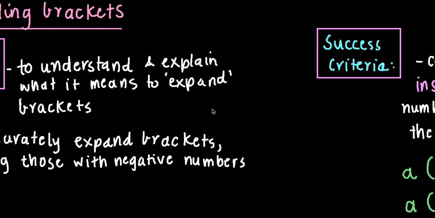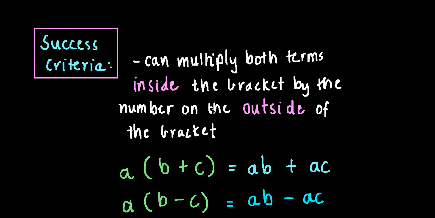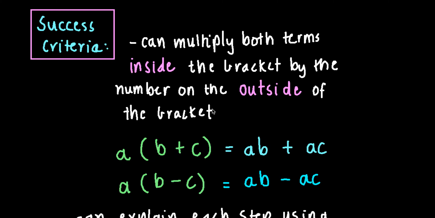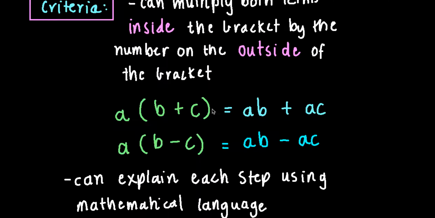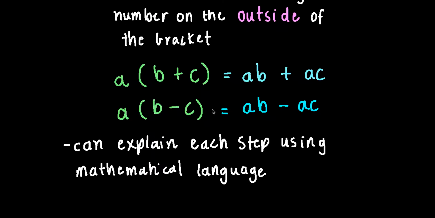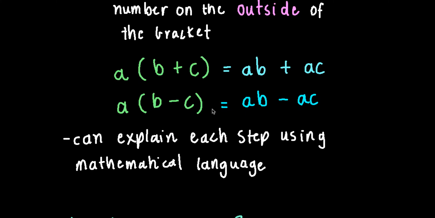Some of the success criteria for this will be that you'll be able to multiply both terms inside the bracket by the number on the outside of the bracket, because that's really the process that we're going to see happens when we expand. But you're going to explain why we do that. And you're also going to be able to, I guess, step by step, take me through that process and be able to explain to me why you have done what you have done.